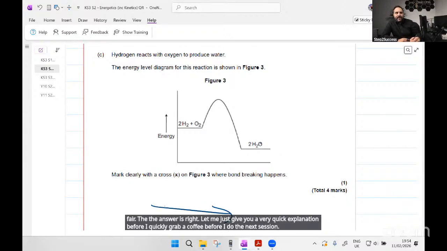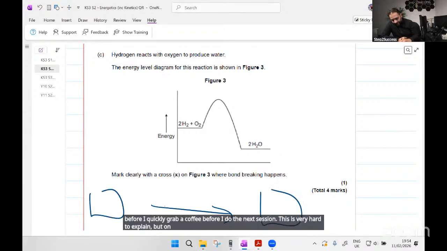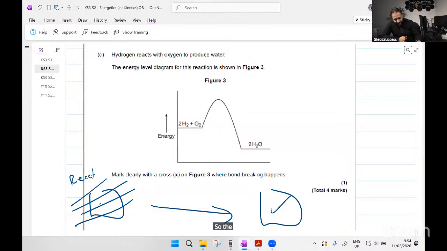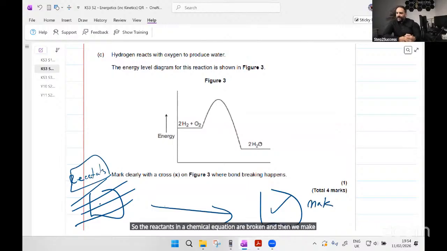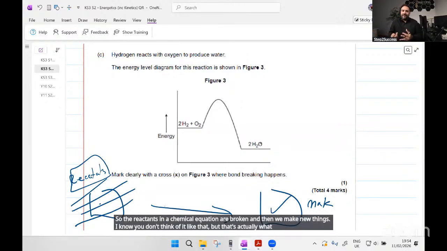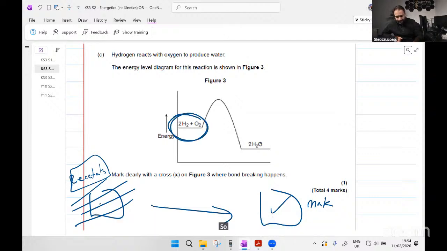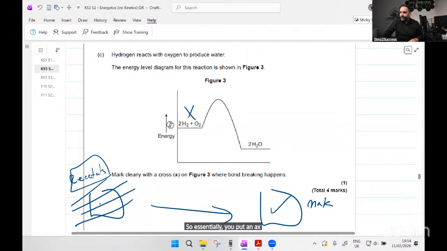This is very hard to explain, but on the left-hand side of a chemical equation, what we do is we break everything apart and then we make new stuff with it on the right-hand side. So the reactants in a chemical equation are broken, and then we make new things. I know you don't think of it like that, but that's actually what you're doing when you react things together. You're breaking stuff and then making new stuff with it. So all the breaking happens at the beginning. So essentially, you put an X there.